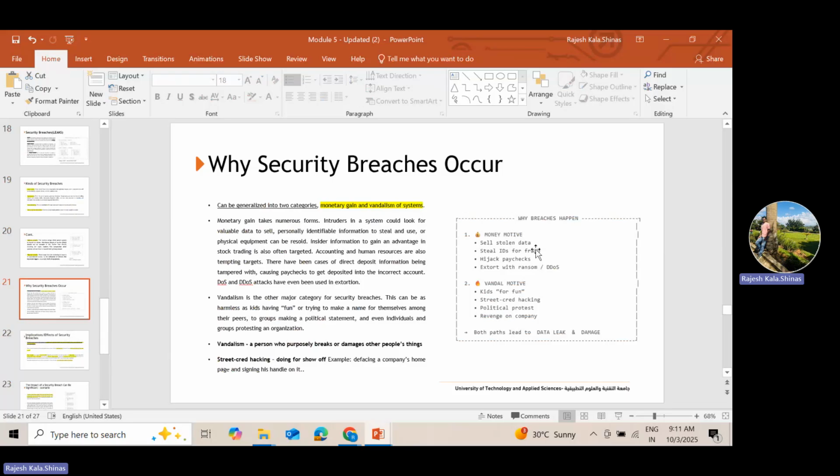Their gain is, I need money. Somehow I need money, so I'll hack your machine. I'll get your username and password and sell it. I'll get your data and sell the data. Then I will lock your machine. Give me the money, ransom money. Then I will unlock it, like that.